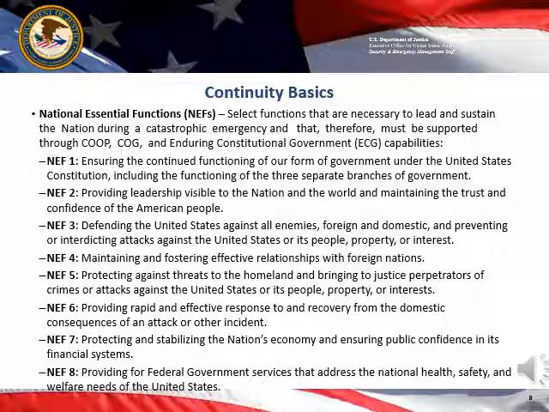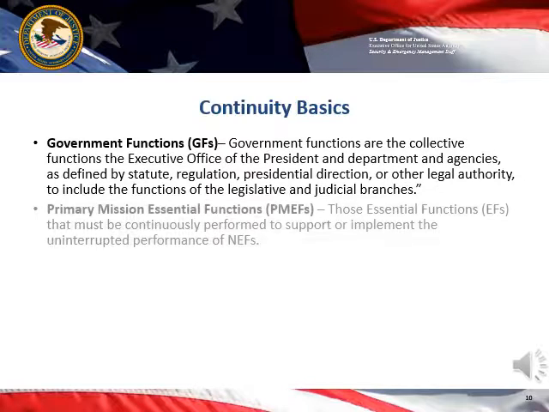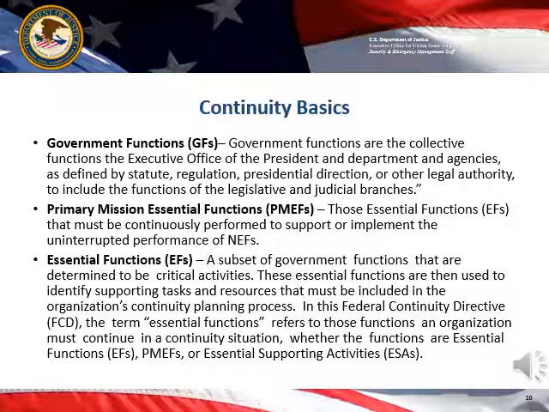essential functions. Now that we have talked briefly about national essential functions, let's discuss how and why essential functions are selected. We will use this section's information to demonstrate how the Department of Justice and EOUSA establishes and reviews essential functions. Essential functions are broken down into 3 categories: government functions, essential functions, and primary mission essential function.